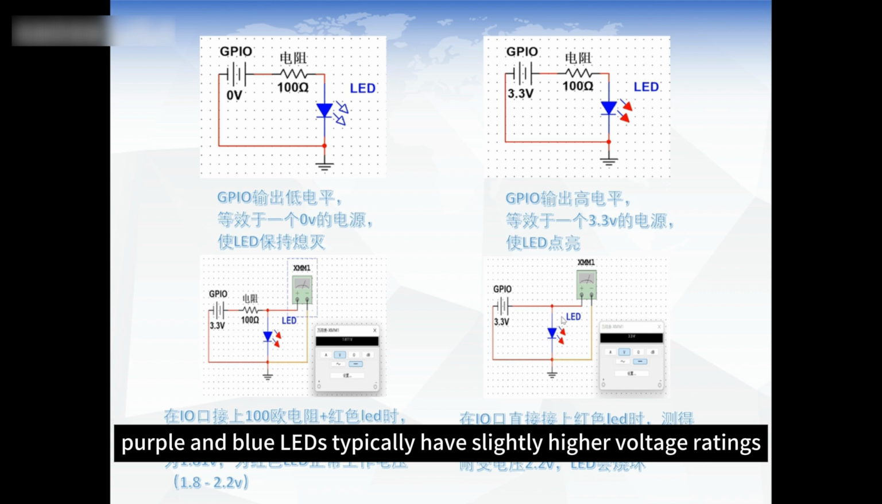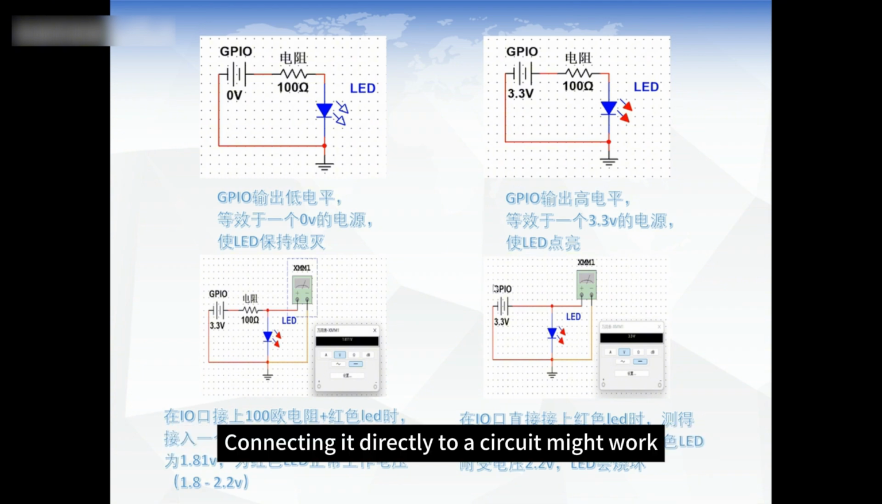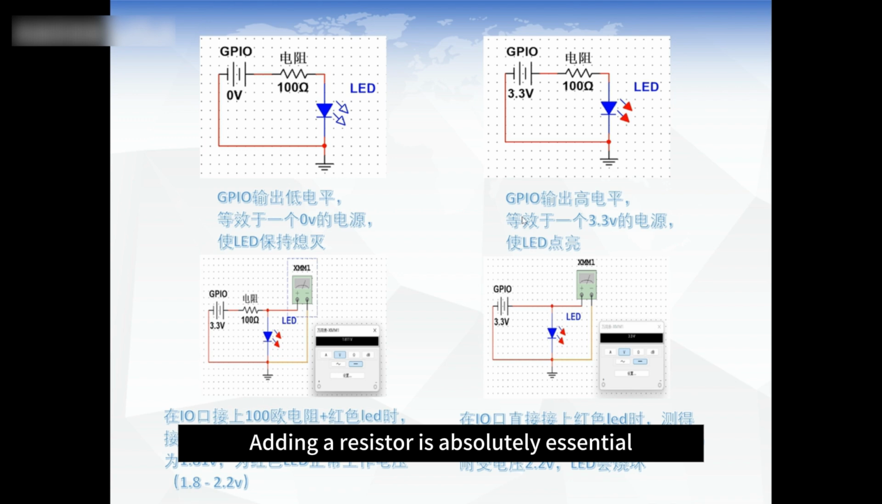Purple and blue LEDs typically have slightly higher voltage ratings. For a purple LED, the voltage rating is around 3.3 volts. Connecting it directly to a circuit might work, but the current could exceed its operating limit. Adding a resistor is absolutely essential.